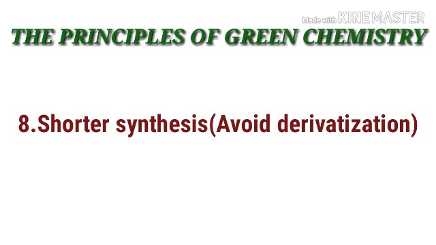Shorter synthesis or avoid derivatization, that is, reduce derivatives. Unnecessary derivatization, that is use of blocking groups, protection or deprotection, and temporary modification of physical or chemical processes should be minimized or avoided if possible, because such steps require additional reagents and can generate waste.